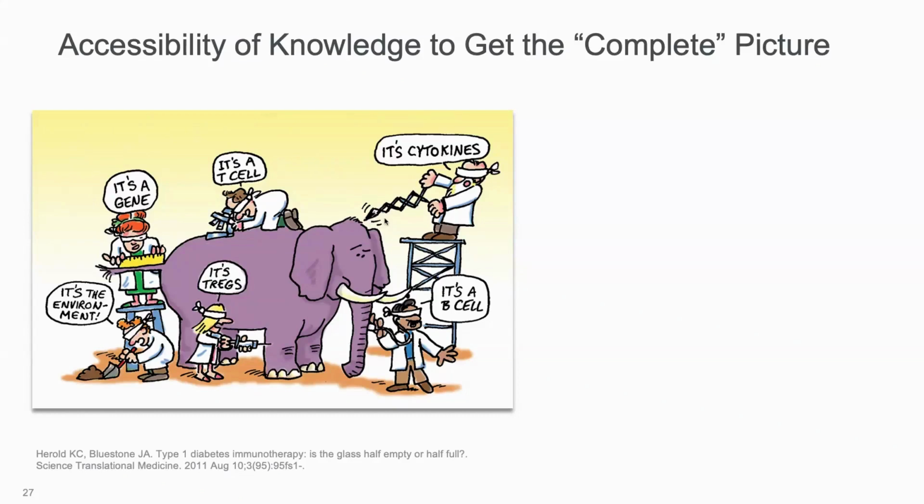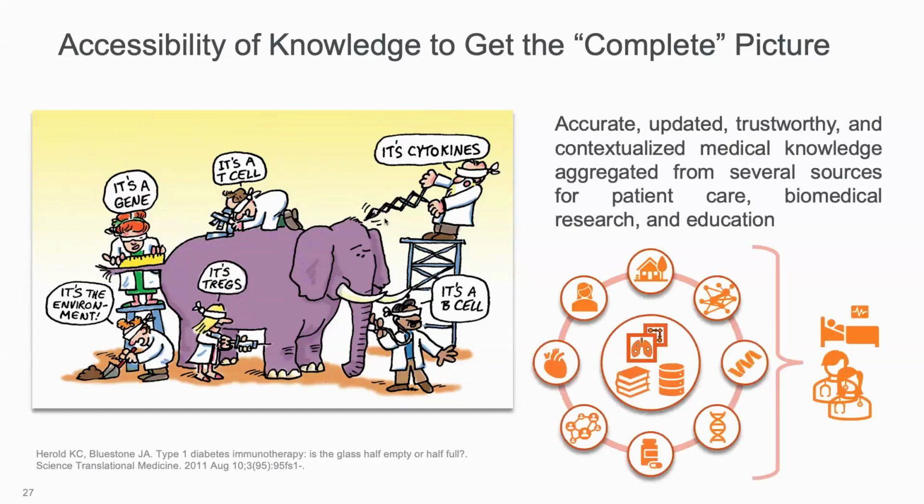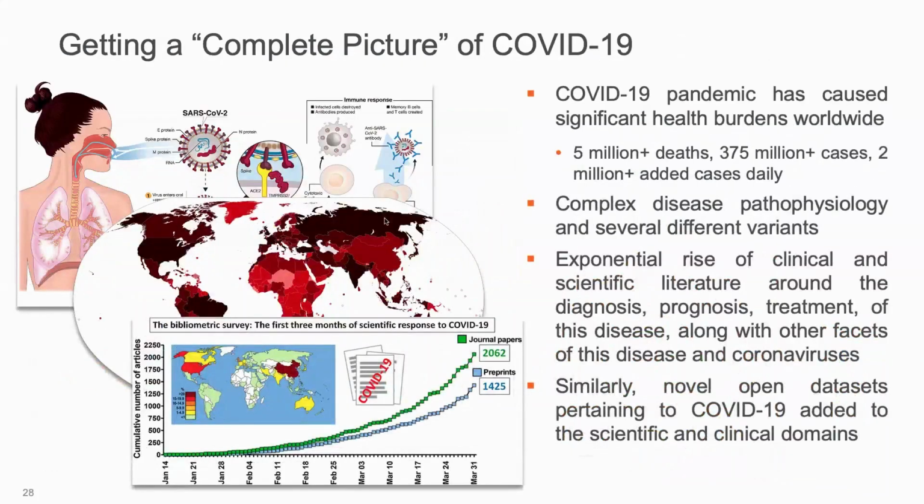And for this particular case, you need to aggregate updated, trustworthy, accurate, and contextualized medical knowledge about diseases, drugs, pathways, phenotypes, demographic information, social determinants of health, etc. And this knowledge can exist in several different sources like medical textbooks, structured databases, images, and so on and so forth. And this has been more true in the case of the COVID-19 pandemic.